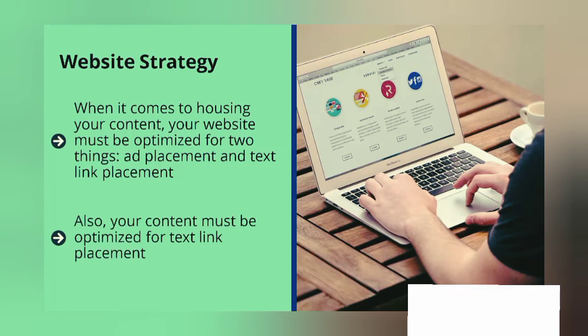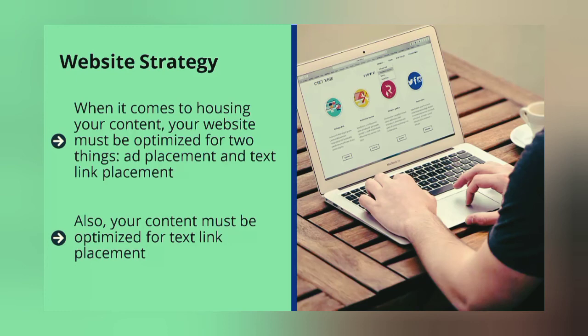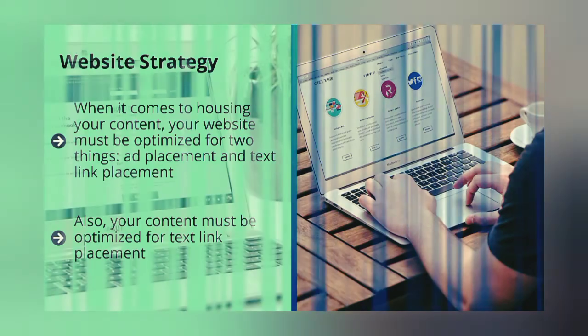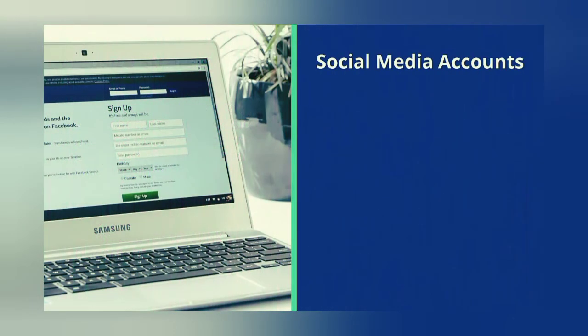Also, your content must be optimized for text link placement. These are text ads. These ads look similar enough to your content. If you pull this off right, the ad would act as a form of content. It isn't intrusive. It doesn't stick out like a sore thumb, and it actually enhances the value of the content the reader is viewing.